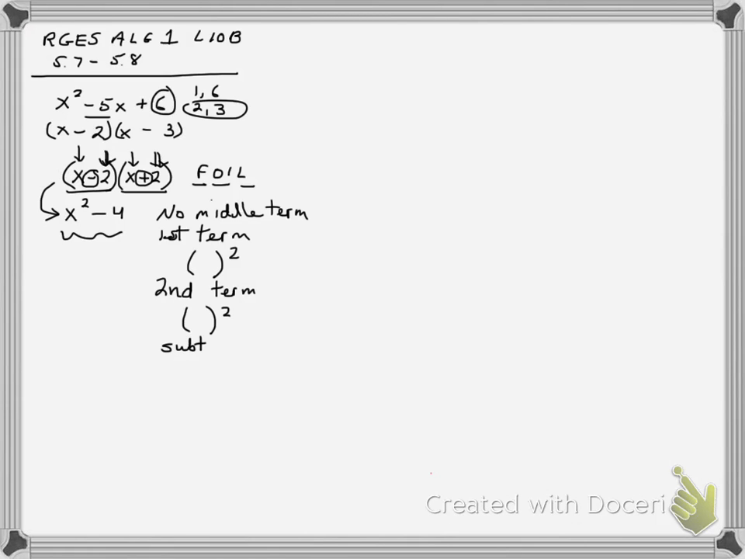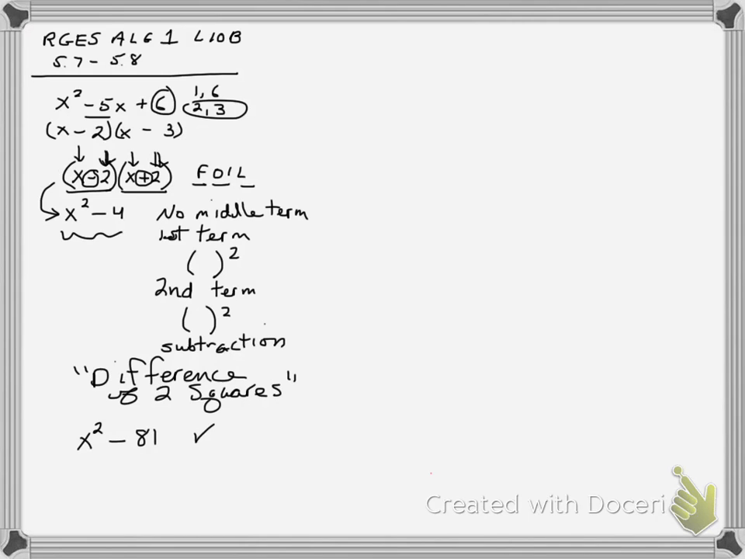Now, the answer to a subtraction is called the difference. So now you see where the phrase comes from. The difference, because it's a subtraction of two squares, because the first term is something squared, and the second term is something squared. So let's just recognize the difference of squares. If I had x squared minus 81, that would be the difference of squares.